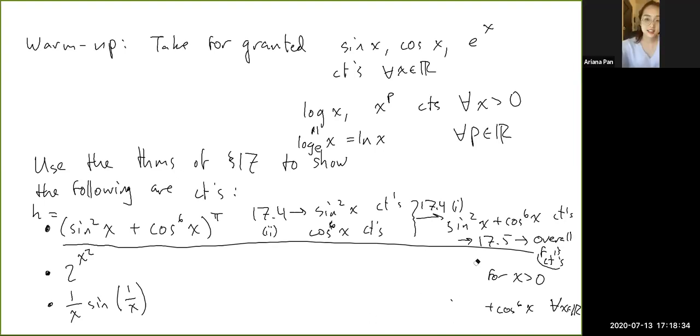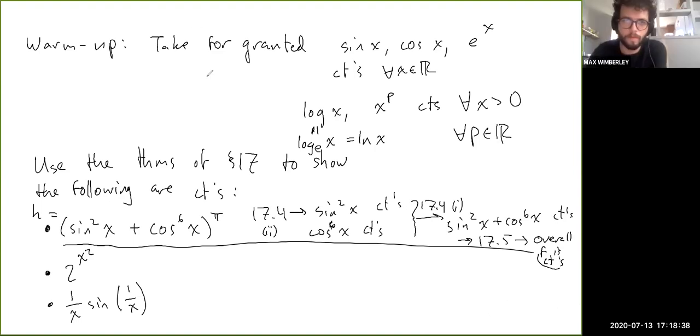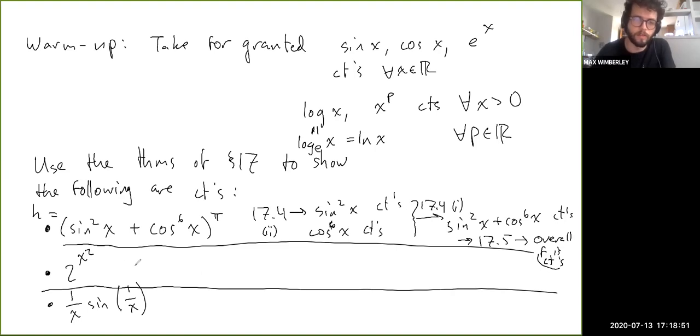So for the next one, the way this problem is stated in the book, they also give us that 2 to the x is continuous, but I thought it was a little bit more interesting if you have to show that too. So first we argue that x squared is continuous.